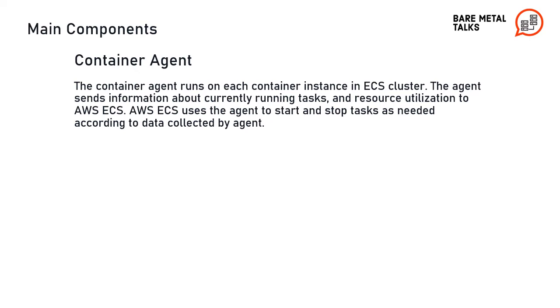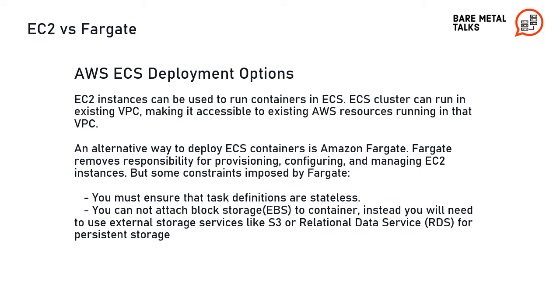Now, let's go over ECS deployment options. EC2 instances can be used to run containers in ECS. An ECS cluster can run in an existing VPC, making it accessible to existing AWS resources running in that VPC. An alternative way to deploy ECS containers is Amazon Fargate. Fargate removes responsibility for provisioning, configuring, and managing EC2 instances, but there are some constraints imposed by Fargate. You must ensure that task definitions are stateless. You cannot attach block storage to a container. Instead, you will need to use external storage services like S3 or a traditional data service for persistent storage.